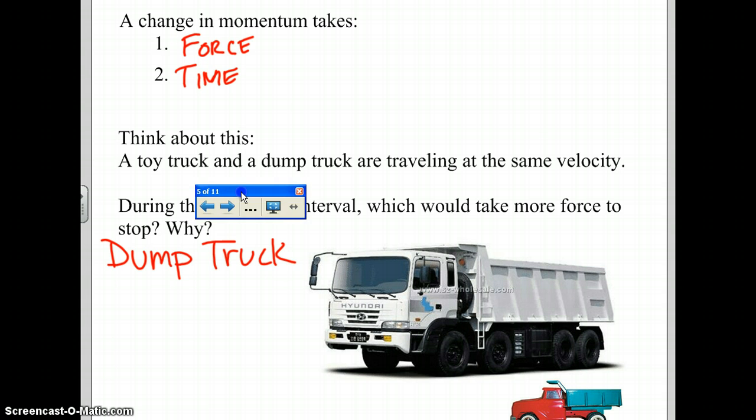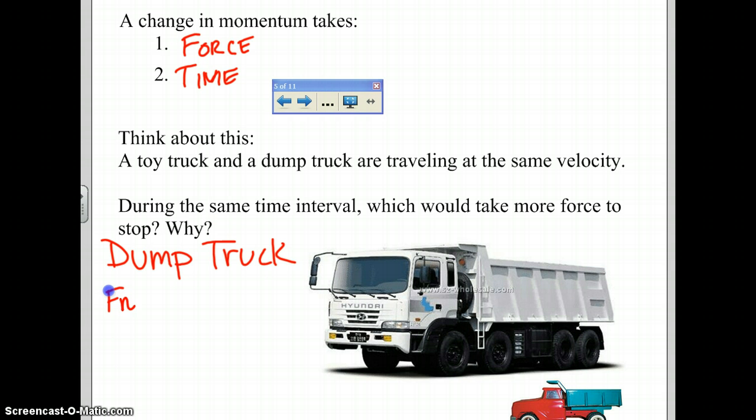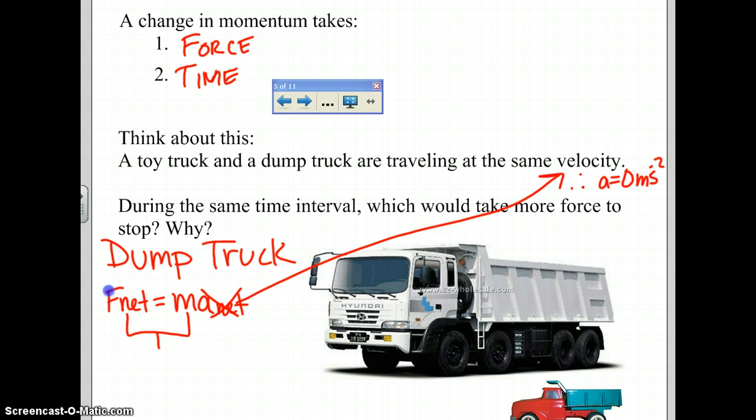And why? F net equals m a net, whereas a net is 0 because they're traveling at the same velocity. Therefore, acceleration equals 0 meters per second squared. Agreed? Okay, so then that would mean that F and m are a direct relationship. Since F and m are a direct relationship, the more massive the object is, the more force it would take to stop it. So therefore, because the dump truck is more massive, i.e. more force, would be needed, applied in the opposite direction of travel to stop this dump truck.